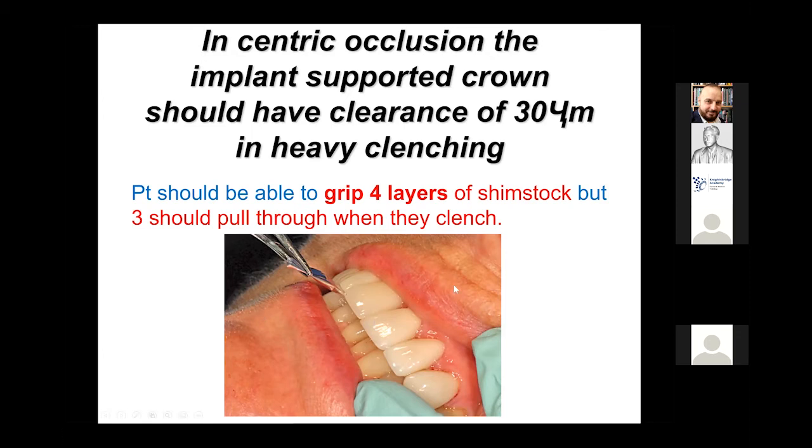In order to do that, how would you gauge these 30 microns? We have 8 microns thickness of the shim stock. So if we fold it to 4 layers, 4 layers should grip between the teeth, but 3 layers should be pulled through. You see what I mean? That means there is a clearance of 30 microns. It doesn't need extensive math skills to figure this out. So again, yes, we can use it to estimate how much clearance we want.